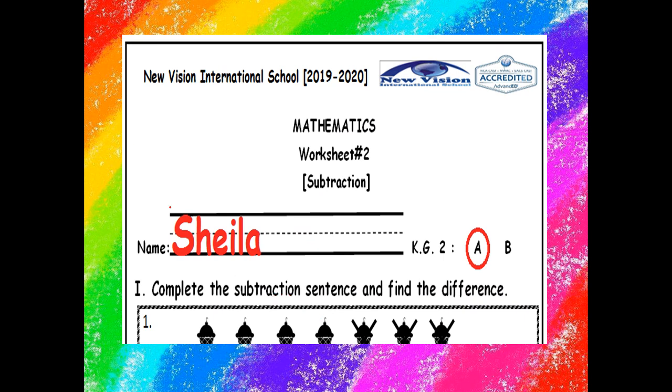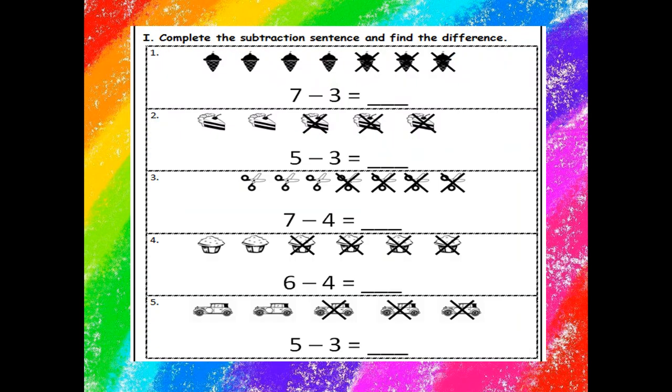Now, this time we are going to answer a worksheet. This is our worksheet number 2, subtraction. So don't forget you need to write your name on the 3 lines. So don't forget you need to follow the 3 lines in writing your name, just like this. And if you are in KG2A, you circle A here. If you belong to the class section B, you're going to circle B here. Okay. So let's answer now.